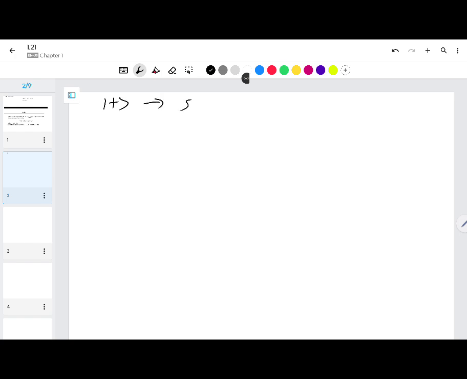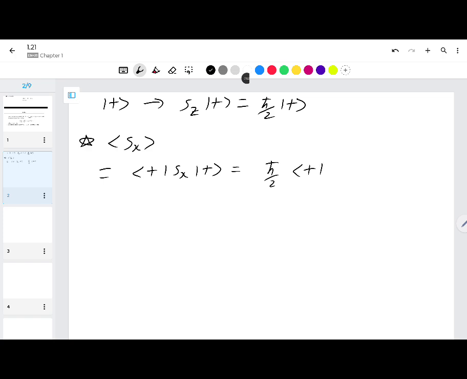We know that this is what the spin z plus eigenstate is. Now we are interested in finding average value of spin x for this state. We know that what the spin x does is it takes plus to minus and minus to plus. So what it will do is some number, and this plus state will become minus, and this will be 0.